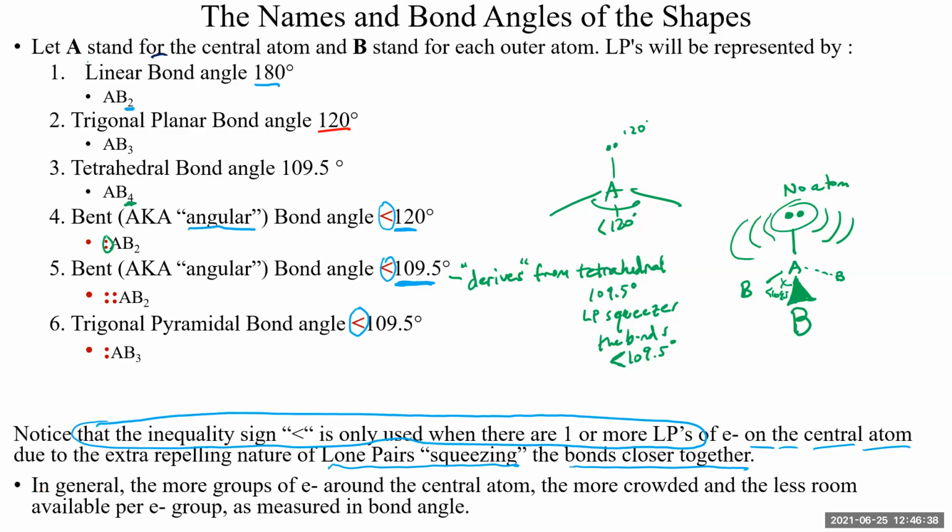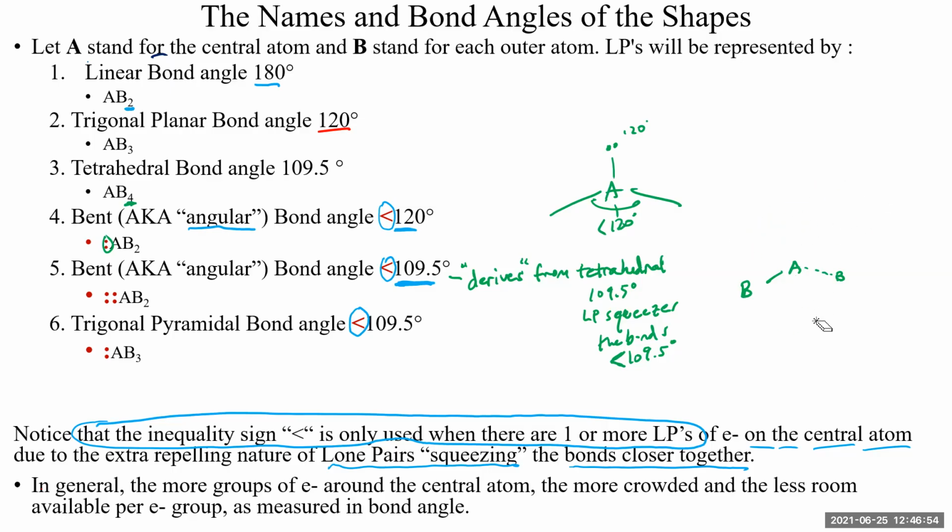So we have a bond angle, BAB. If all the BAB bond angles are less than 109.5, this is called, I'm sorry, I'm drawing the wrong thing. I jumped to the trigonal pyramidal shape.